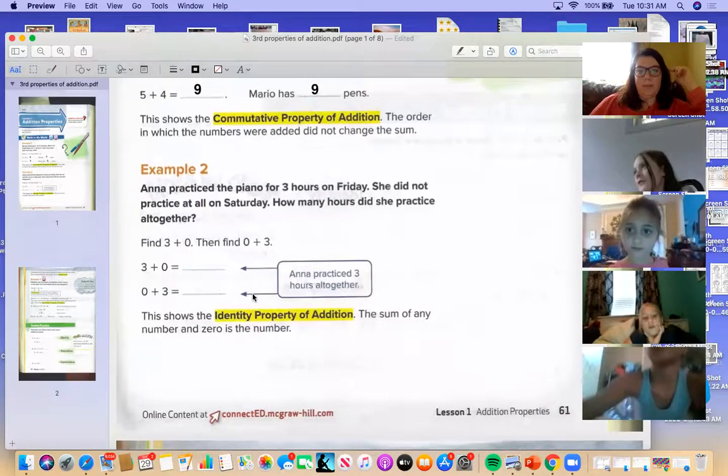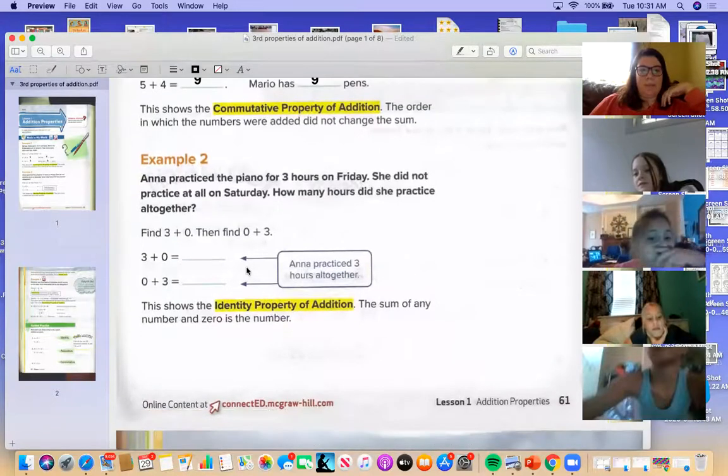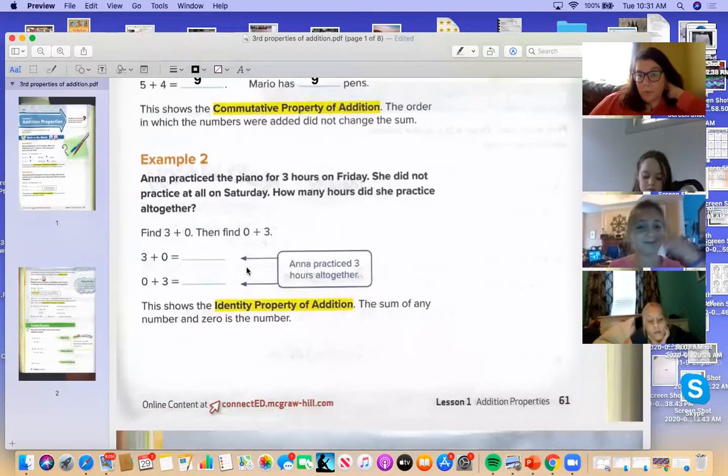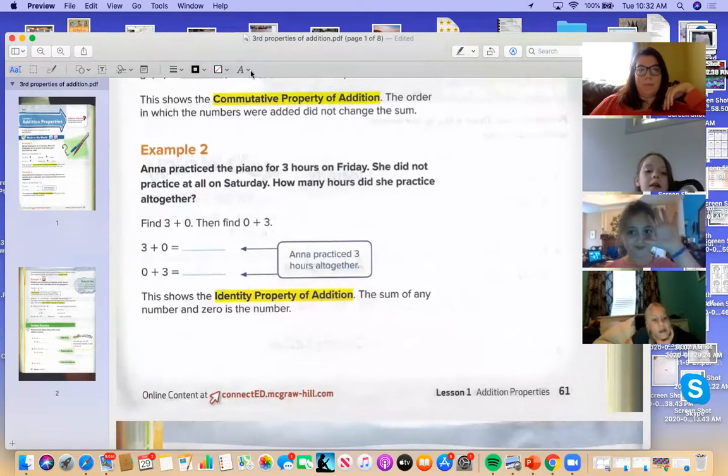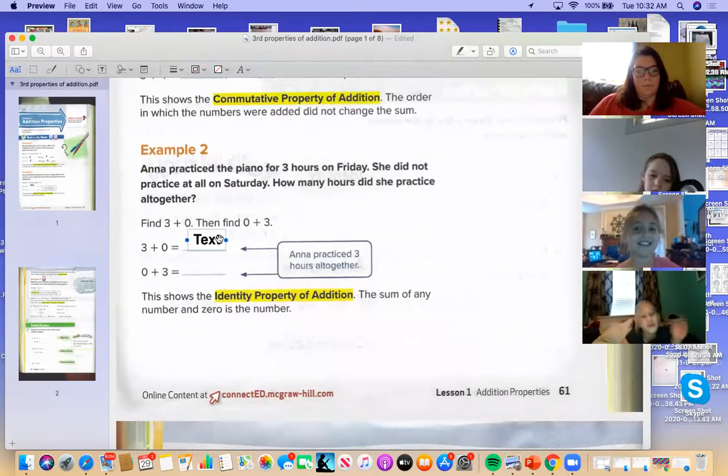So example 2 is the same kind of thing. It says Anna practiced piano for 3 hours on Friday. She did not practice at all on Saturday. How many hours did she practice altogether? So 3 plus 0 will give us 3. And 0 plus 3 will give us 3.